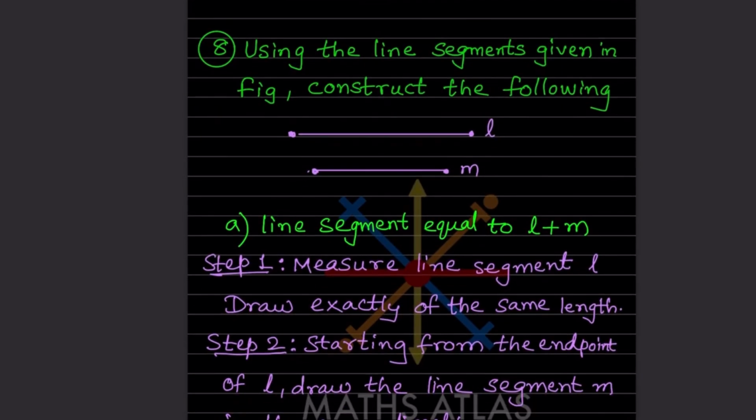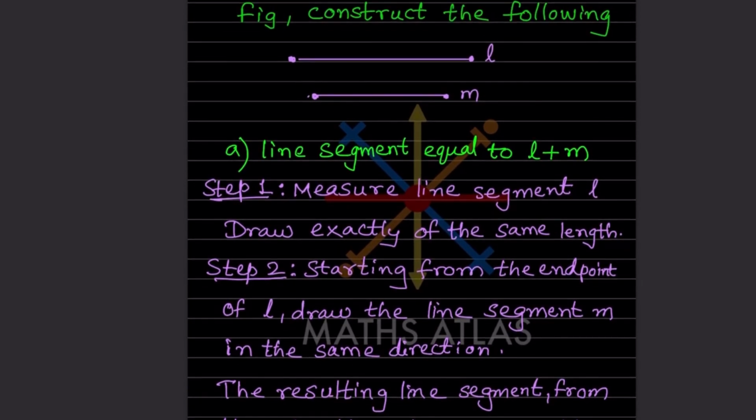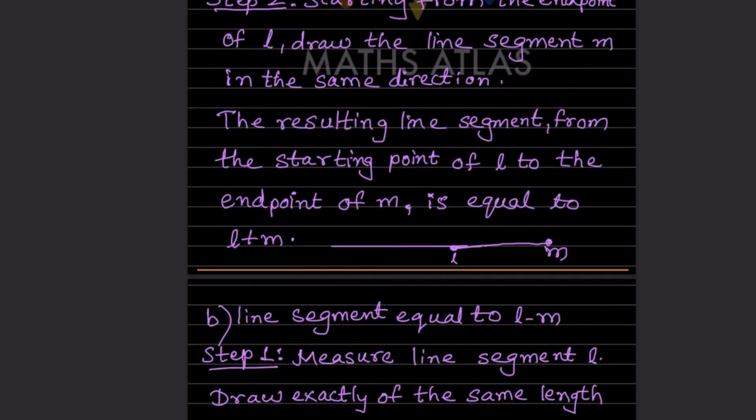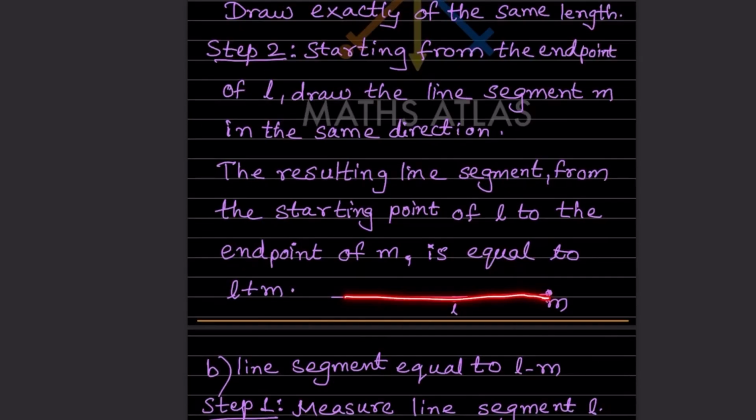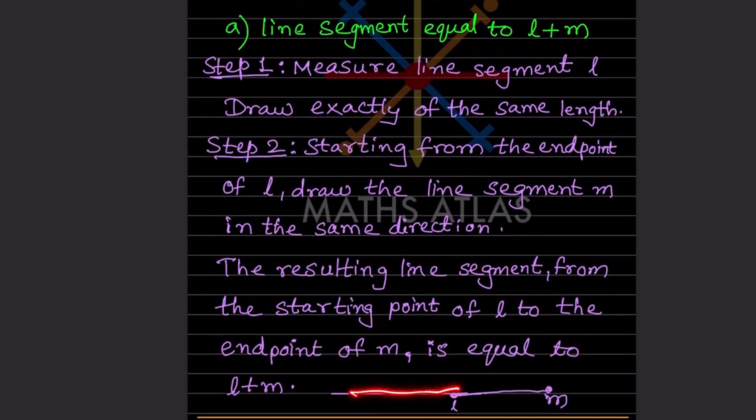Using the line segments given in the figure, construct the following. This is a line, this one L and this is M. So what did they say? Line segment equal to L plus M. So this is L and this is M, means you are going to join them together. So what will you do? Measure line segment L. So this you are going to measure. Draw exactly the same length.